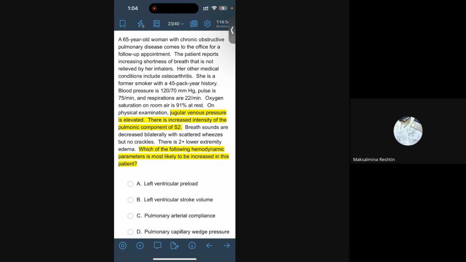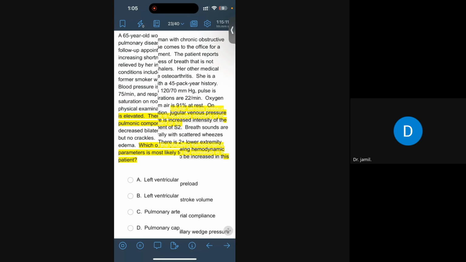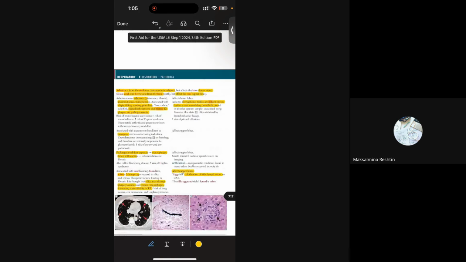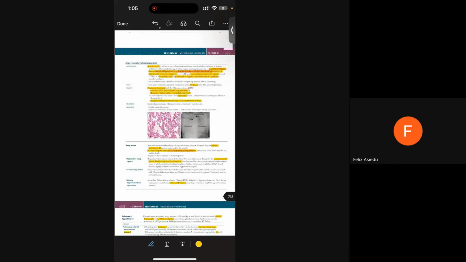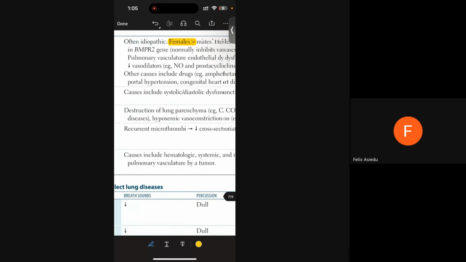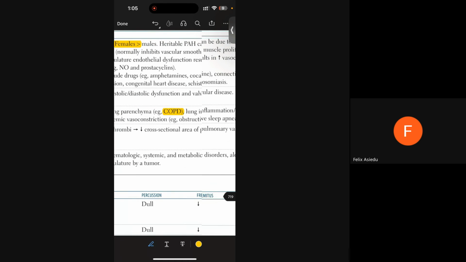Okay, can you tell me what group it is? Pulmonary hypertension due to emphysema. Emphysema appears in Group 3. Hyperinflation of the lungs presses on the capillaries and the small vessels. I'm asking what group it is. Group 3. Lung disease or hypoxia is Group 3. Destruction from COPD and obstructive disease can lead to pulmonary hypertension.